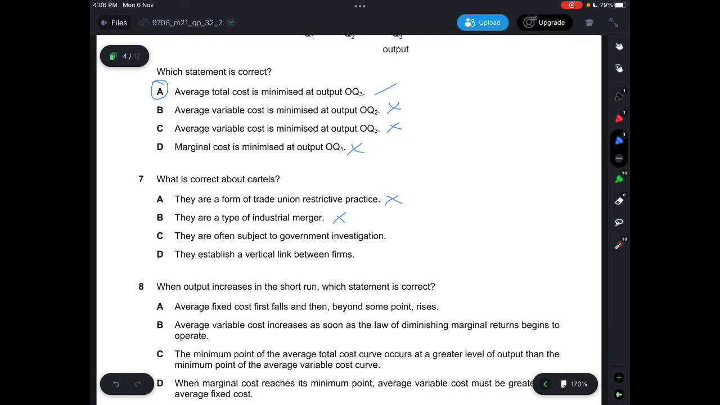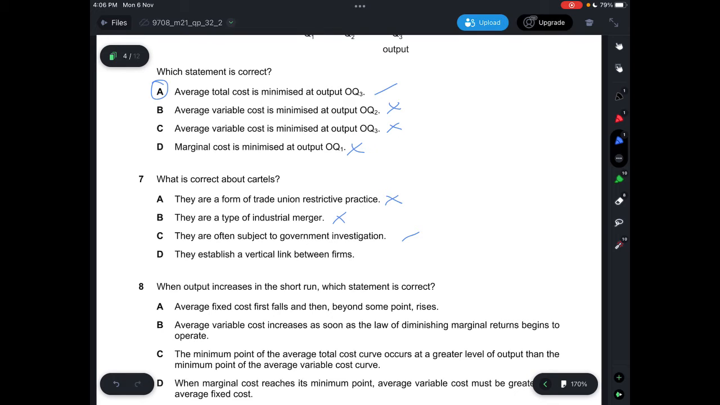So B is incorrect. Now you need to realize that because cartels sell at a higher price, this results in a decrease in quantity. Some people may not be able to purchase the product, or some people have to purchase the product at a higher price. So to them, that would actually harm their daily life. So the government has to intervene. So C says they are often subject to government investigation. This one is correct.